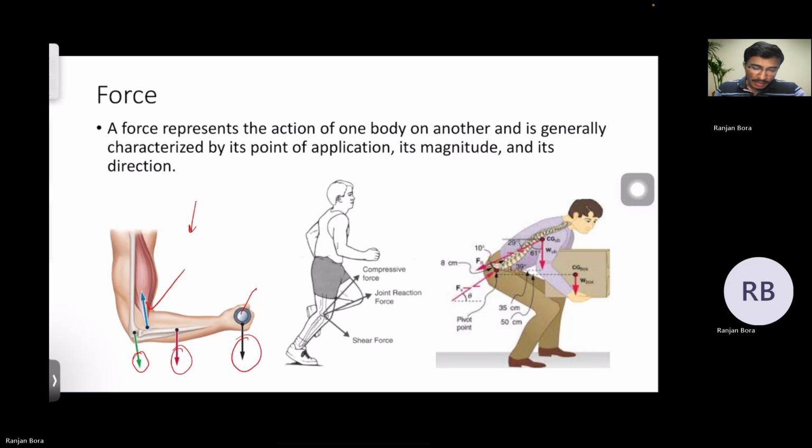And in the second case, when a person is running on the ground, these are different forces which act on the knee joint. The first one is the shear force, then there is the knee joint reaction force, and another one is the compressive force. Similarly, in the third case, when we lift some weight from the ground, you can see there are different forces at various joints in our body. Okay, these are some examples of force.